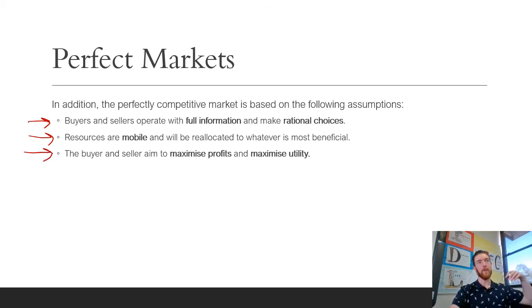So the sellers want to do whatever is going to get the most money for them, and we are going to do whatever it takes to get the most out of our money. So if you have $10, you are going to find the best deal for that $10. You're not just going to go to the first place and be like, yeah, that'll do. You're going to maximize your overall utility by finding the best deal.